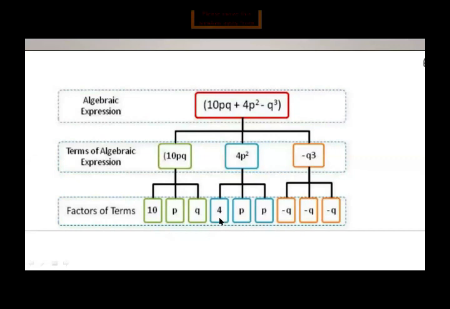4p square can be written as 4p into p. We have the same understanding that there are multiply signs, so we say they are the factors of 4p square. For minus q cube, it can be written as minus q into minus q. So they are the factors of minus q cube.